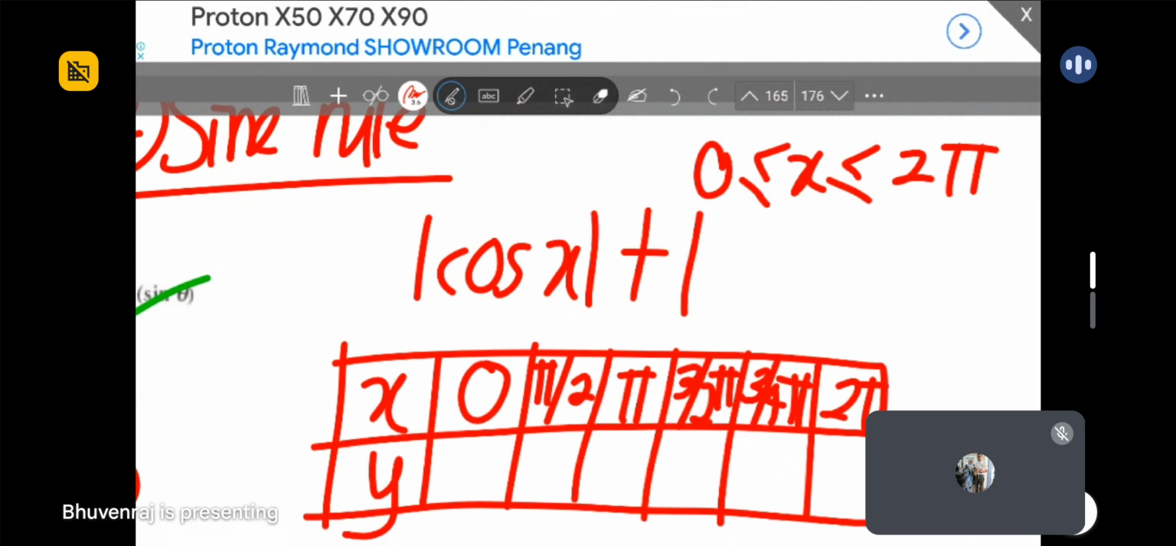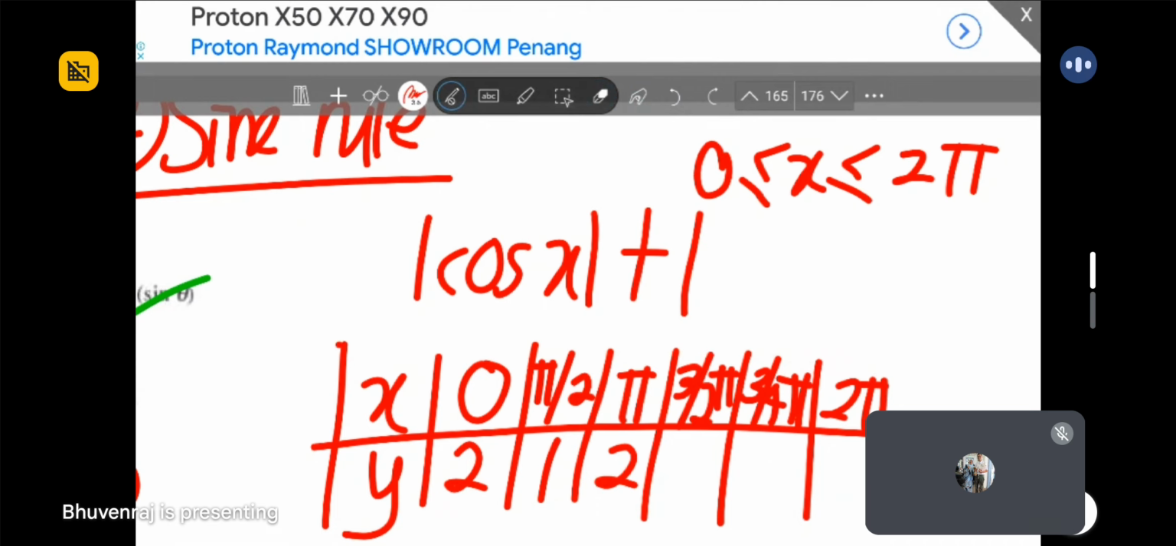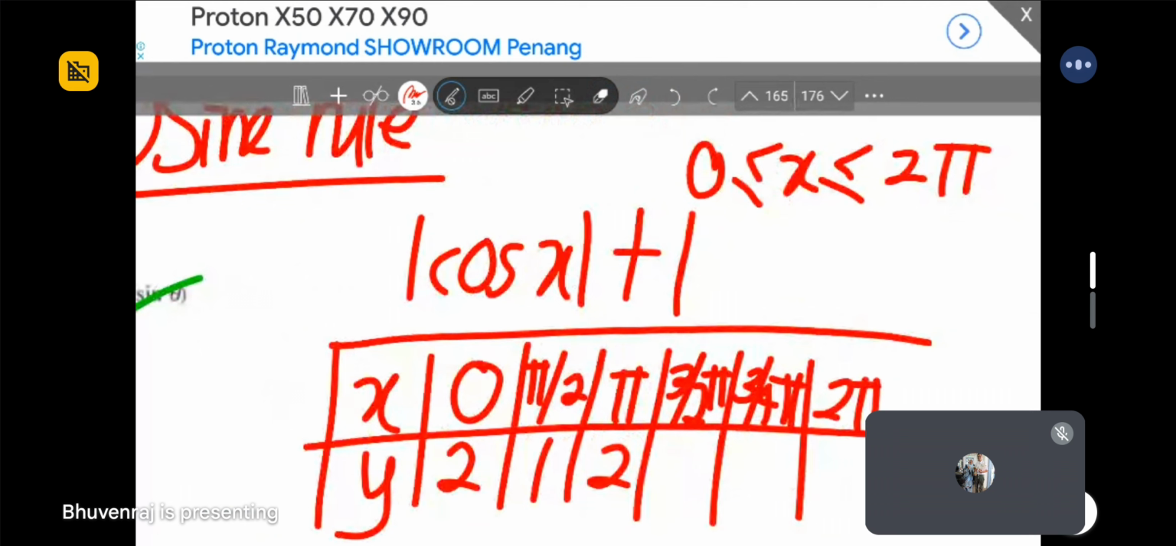X equals 0, cos 0 plus 1, 2. Okay, and then cos 90 plus 1, 1. Cos 180 plus 1, 0. So you guys, sorry, the answer is 1 because modulus negative number, you will get positive number. Example, modulus negative 1, the answer is 1. So 1 plus 1, you will get 2. Okay, so cos 270, how much? 1, 1. And then cos 135, what will you get? Okay, so this one is 1. And then cos 135, you will get decimal.